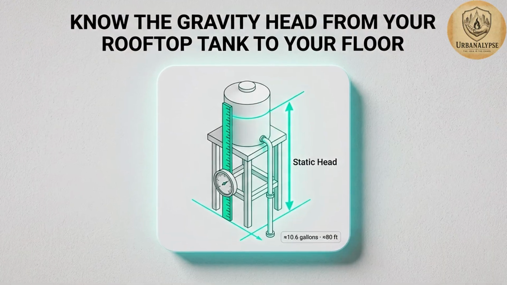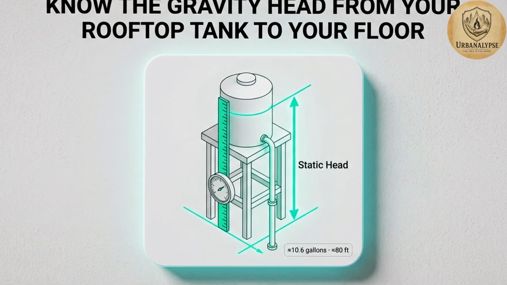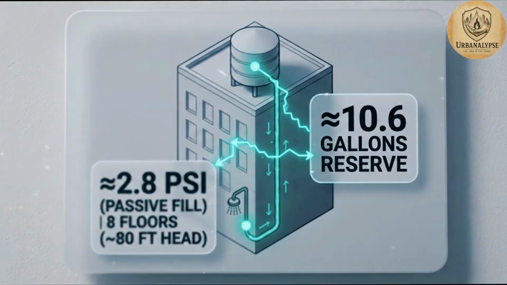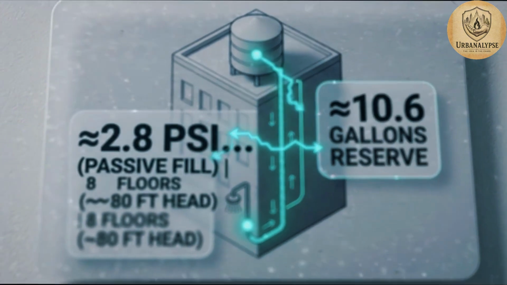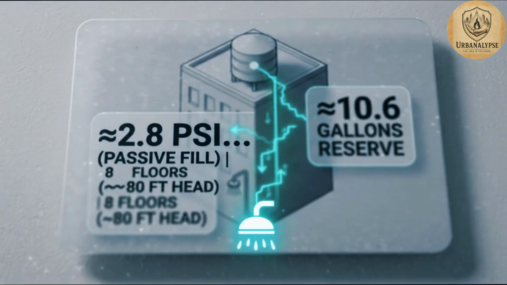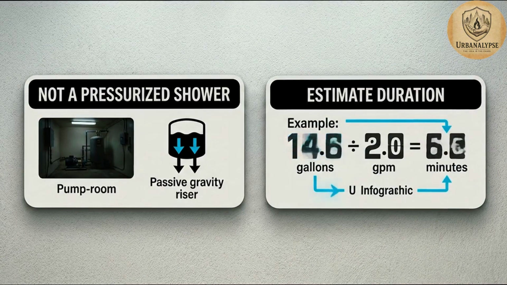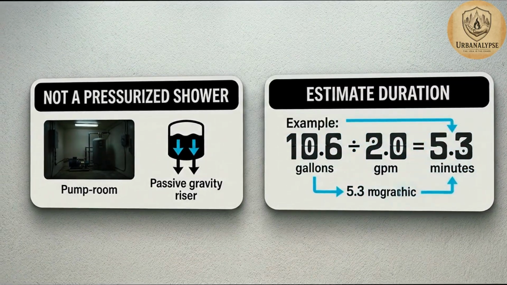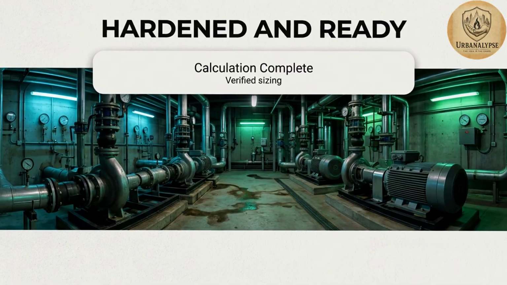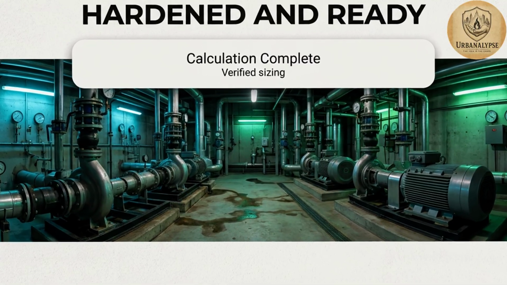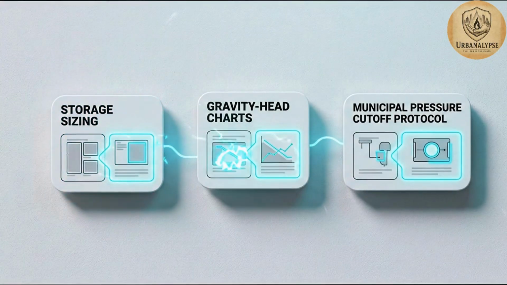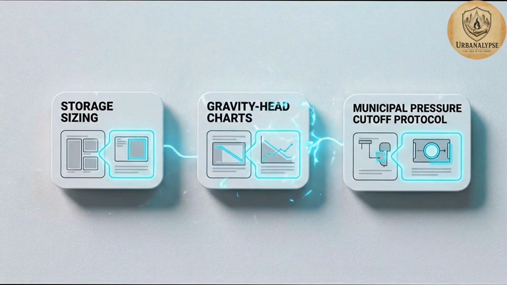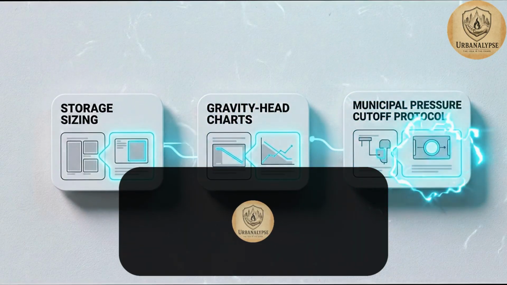Know the gravity head from your rooftop tank to your floor. A 40-liter reserve at 8 floors delivers approximately 2.8 psi. Passive fill, not a pressurized shower. Know how long that lasts at minimum daily consumption. Hardened and ready is a calculation already run. Storage sizing, gravity head charts, and the municipal pressure cutoff detection protocol are linked in the description.